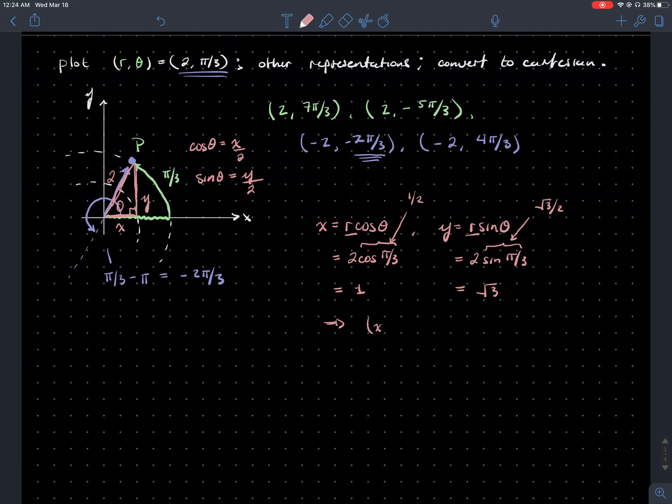So ultimately, our Cartesian equivalent representation ends up being x comma y, which is 1 comma square root of 3. So if we were to erase all of this stuff that I had just drawn up here, and I don't want to erase everything, we'll leave it at that. We can say that we have to go to the right by 1 and up by square root of 3. And we end up getting this exact same point. Okay, and that is all you have to do for converting to Cartesian for a point.